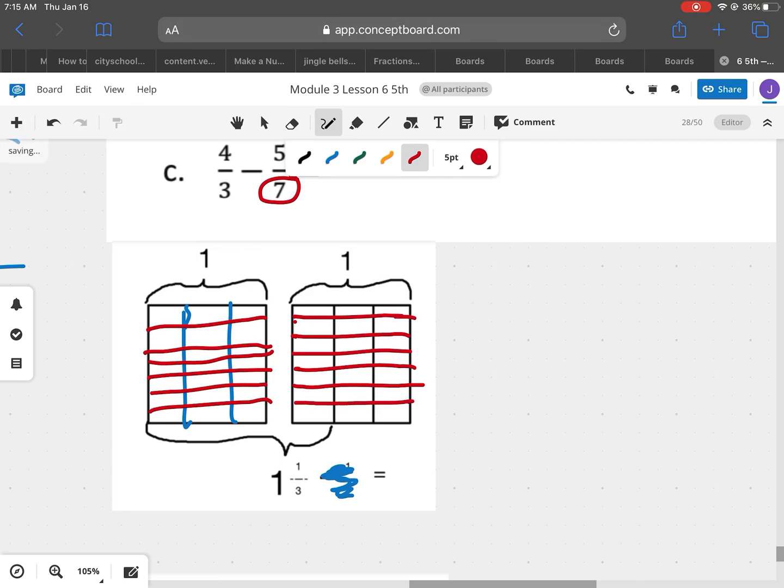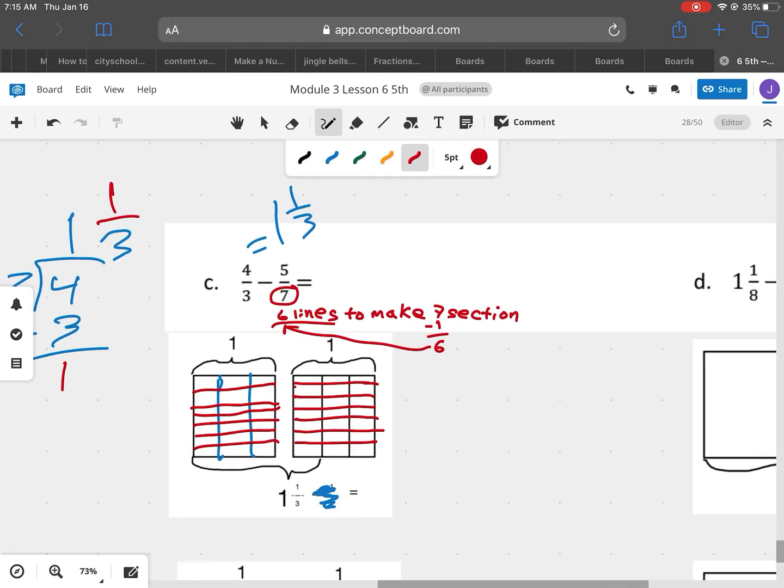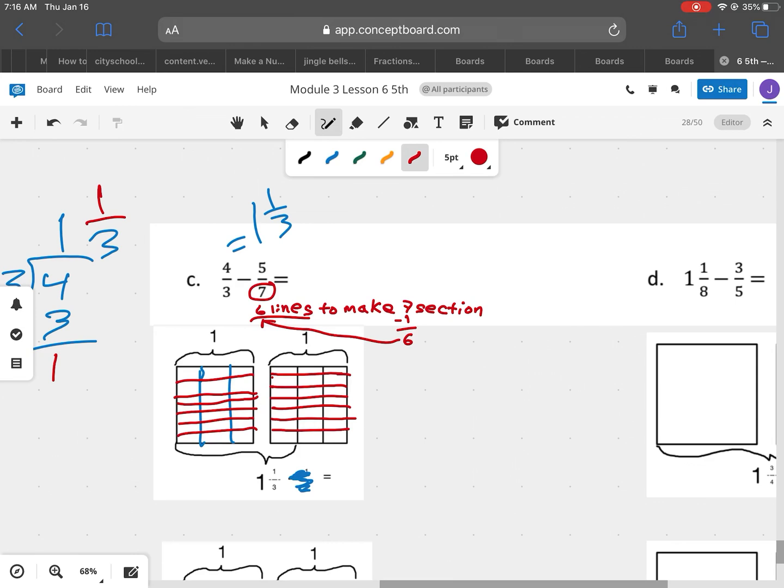Okay, so I'm basically drawing 6 lines to make 7 sections. So basically you subtract 1 from here to get this number here, to know how many lines to draw. Okay, that's one way of thinking about it.